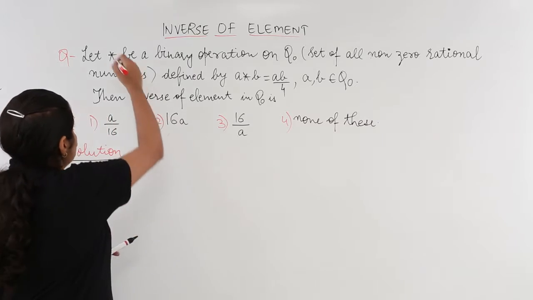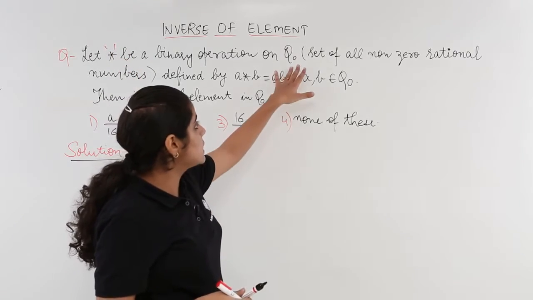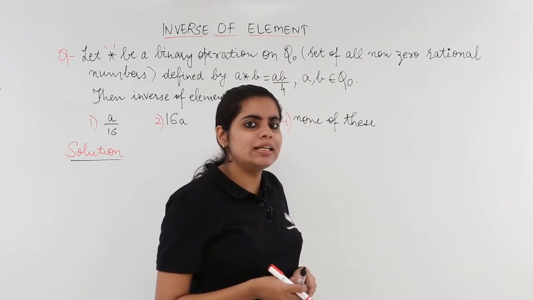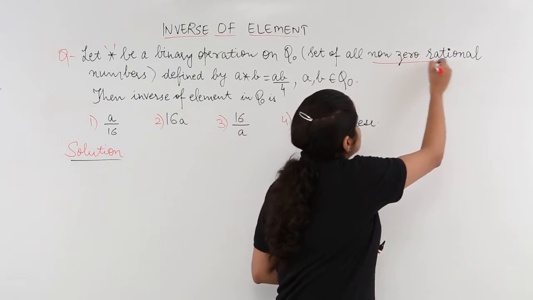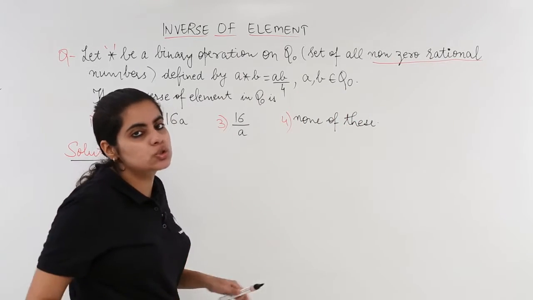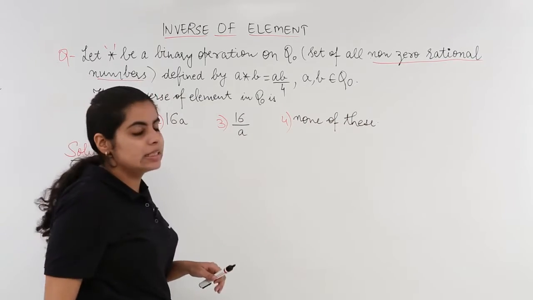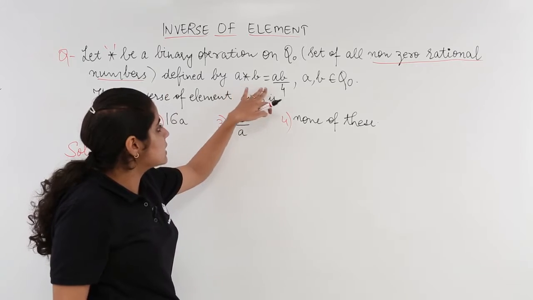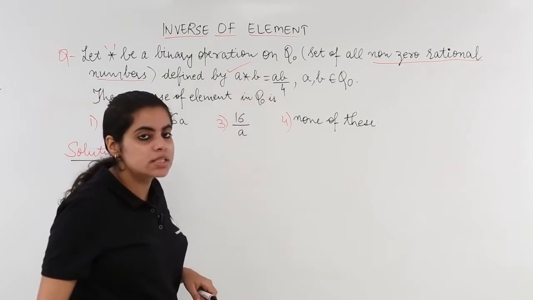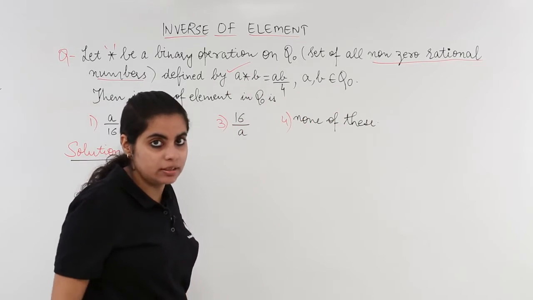Let star be the binary operation, given to me as a binary operation on the set Q0. And what is the story about Q0? It is the set of non-zero rational numbers, meaning rational numbers but 0 should not be included. It is defined by an operation given to me as A star B is equal to AB upon 4. This is important for solving purpose. And A, B belong to the set of non-zero rational numbers again.